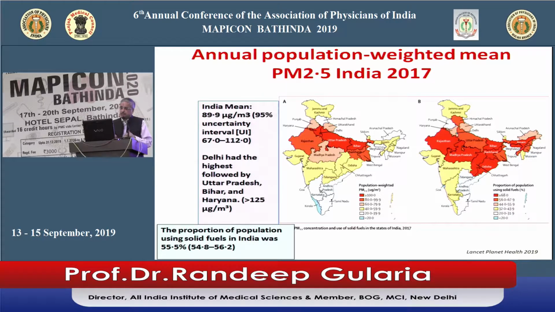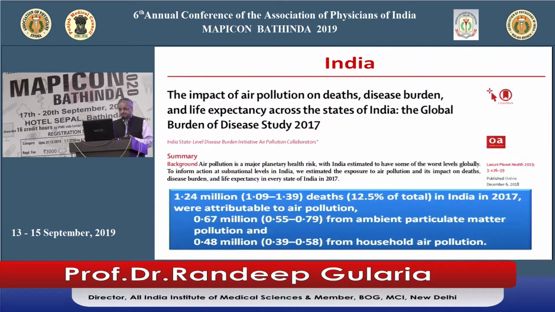So again, if you start looking at the map of India on the left, the bulk of the PM 2.5 exposure lies in what is known as the Indo-Gangetic belt in Rajasthan, Uttar Pradesh, Bihar and Orissa. If you look at indoor air pollution, it's the same areas, central India, where you have this huge burden of disease as far as indoor air pollution is concerned.